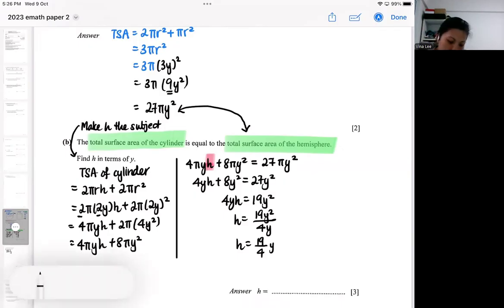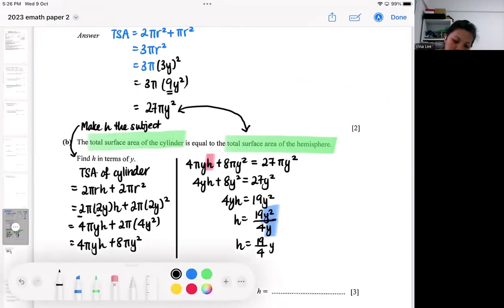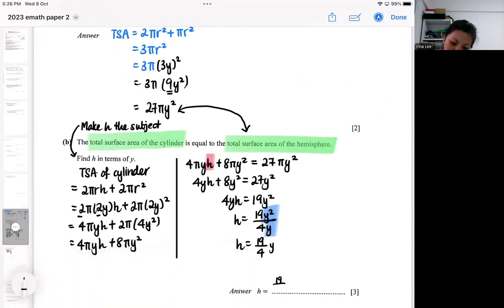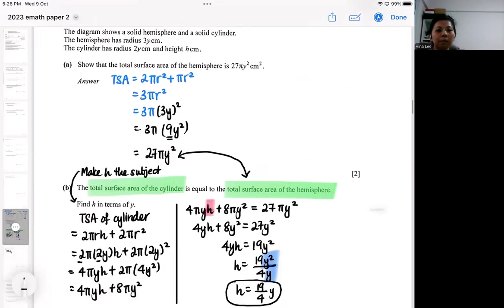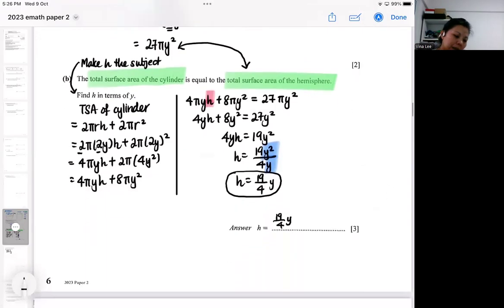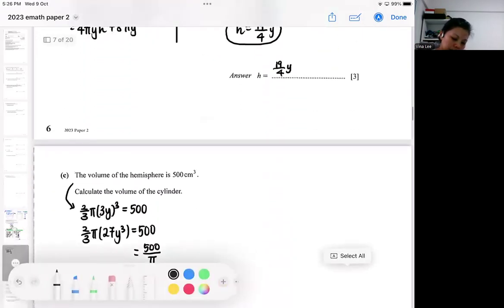So don't leave your answer here like this. There will be some students, they forgot to cancel the y squared and y. So once you do that, your answer is 19 over 4y. So don't forget this part, because sometimes you might need it in the subsequent part. Okay, so you realize in the part B, your answer for part A is helping you. So bear in mind your answer for part B, it might be helping you in the third part.